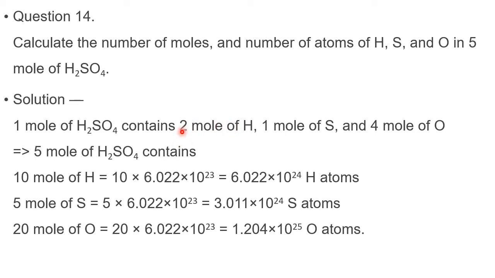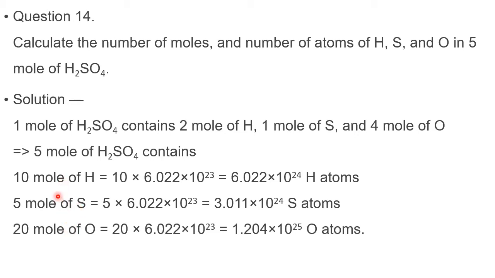So 5 into 2, 10 moles of hydrogen. 5 into 1, 5 moles of sulfur. Then 4 into 5, 20 moles of oxygen. So 5 mole of sulfuric acid contains 10 mole of hydrogen, 5 mole of sulfur, 20 mole of oxygen. What is our first question? Calculate the number of moles of each. So every atom in terms of moles we have calculated in 5 mole.